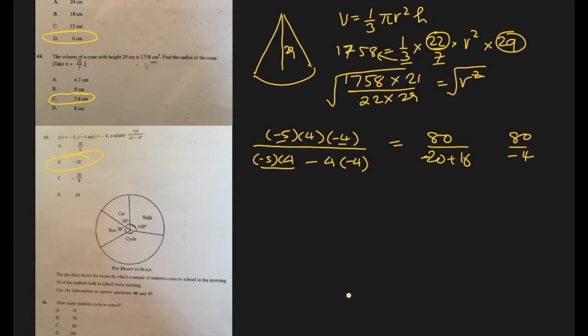Number 46, they have given a pie chart here. It shows the means by which a sample of students come to school, the mode of transport basically. 50 students walk to school every morning, so it's walk. 100 degrees is there. How many students cycle to school? Now they have given degrees. So first we can add them. 100 plus 50 is 150, plus 70 is 220, which is given to us. Cycling is not given to us. We know the angles of a circle total 360 degrees. We subtract and get 140 degrees for cycling.